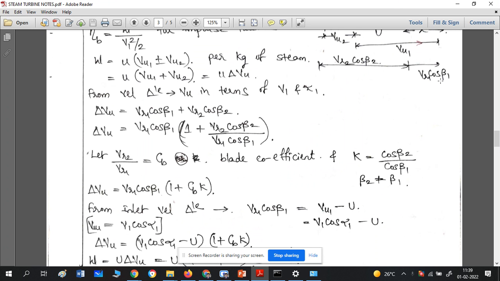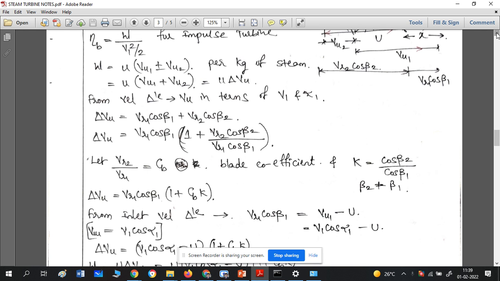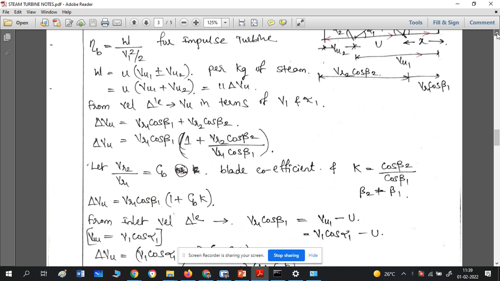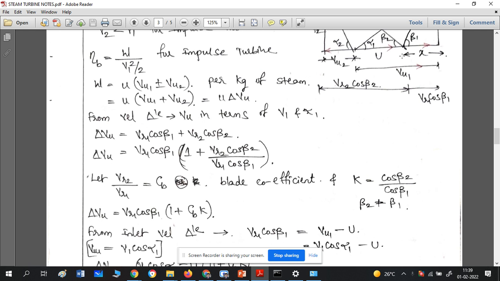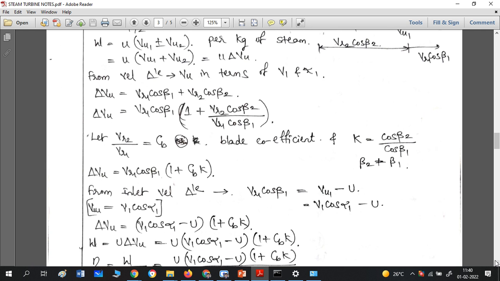So VR1 cos beta 1, if you just analyze, I can write it in terms of V1 cos alpha 1 as U plus X, or I can write it as VU1 minus U. The same thing is analyzed here. So VR1 cos beta 1 can be written as VU1 minus U, where VU1 is nothing but V1 cos alpha 1, the entire component of V1. So VR1 cos beta 1 is V1 cos alpha 1 minus U. This is substituted in the delta VU.